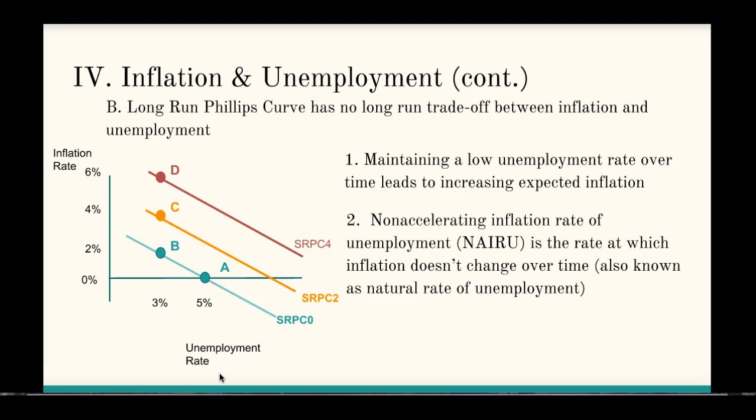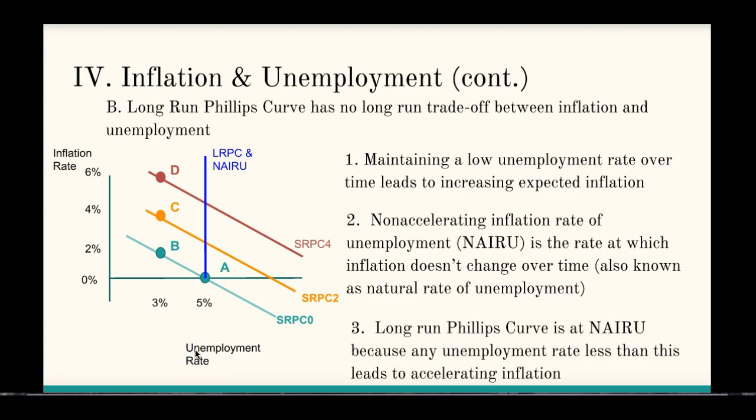Because what happens when you are at the natural rate of unemployment, let's say, for example, here, the natural rate of unemployment is the long-run Phillips curve. Because if we stay at a 5% unemployment rate, our expected inflation balances out with our actual inflation. And so there's no reason to move. So there's no accelerating inflation over time. So the long-run Phillips curve is at the NAIRU because any unemployment rate less than this will lead to that accelerating rate of inflation, which I was showing here with A, B, C, and D.